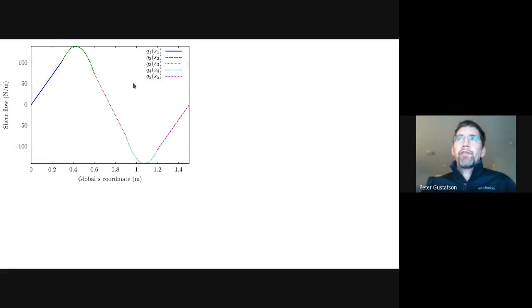The answer is no, not as a general statement. So when will it not? It won't if the thing's not symmetric to begin with, and there are many structures that don't have symmetry. The symmetry has to be both in geometric position and also in thickness. And lastly, it also has to be symmetric in load.